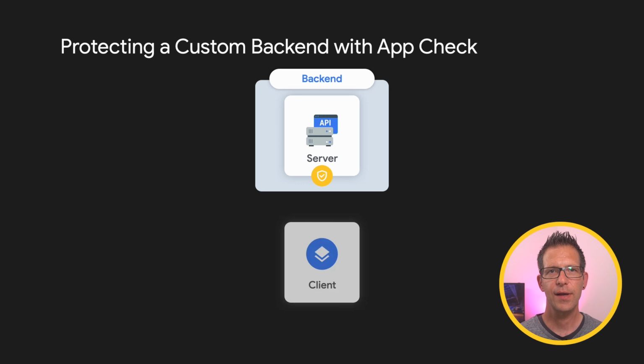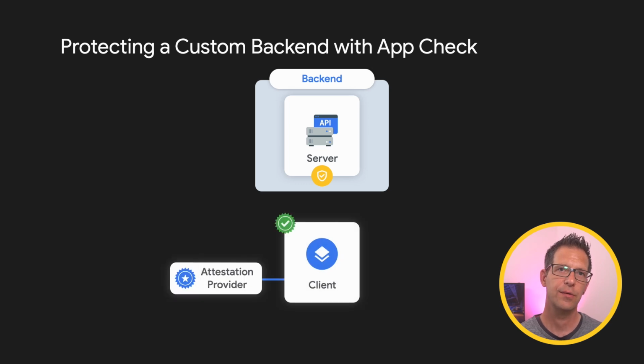Let's finally look at how you can use AppCheck with your custom backend. For example, you might run a content management system on your own server, and you want to make sure that only your genuine apps can communicate with this CMS. There are two things you need to do. Firstly, send a valid AppCheck token with every request from your client apps, and secondly, verify the AppCheck token in your backend code.